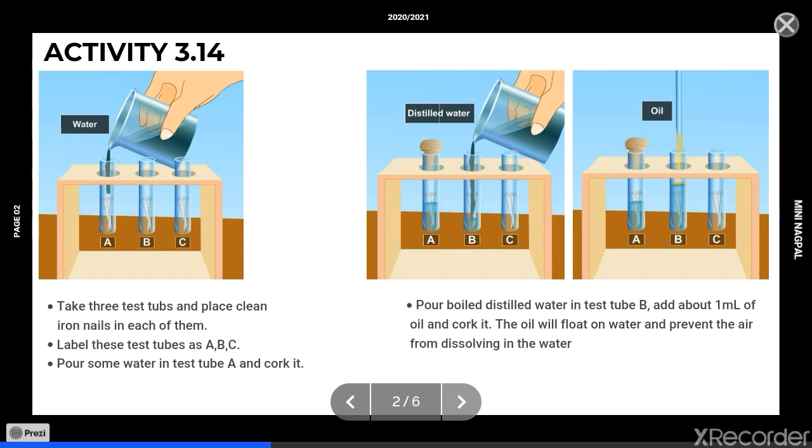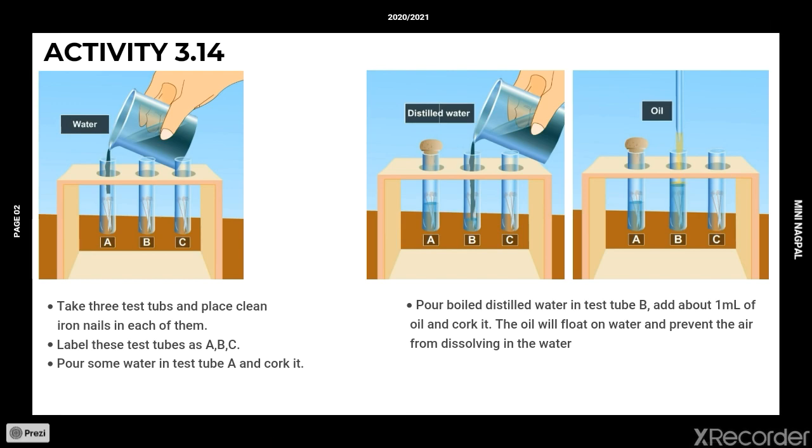Now, why do we boil? So that any oxygen or any gases which are dissolved in the water should come out, and it is distilled. So, it is poured into test tube B. About 1 ml of oil is poured into test tube B after the water has been poured. The water poured is up to the same level in test tubes A and B. But in B, we also pour oil so that the water does not come in contact with the air present in the test tube, and we cork it. So we cork test tube A and we put a cork on test tube B as well.